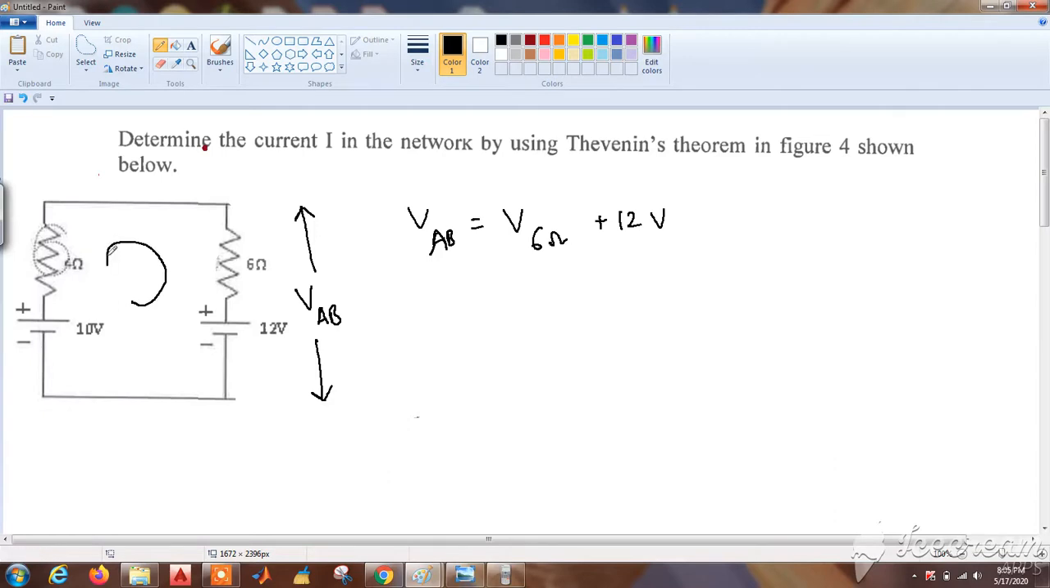Now I am taking KVL in this loop, let the current be I flowing like this in anti-clockwise direction. You can take clockwise direction also. I am taking anti-clockwise direction because here 12 volts is more than 10 volts. So if I take in direction like this, that is we know that current flows from higher potential to lower potential. So if I would have taken in clockwise direction, I will get the current in negative value. If I take like this, I will get positive value because 12 volts is more than 10 volts.